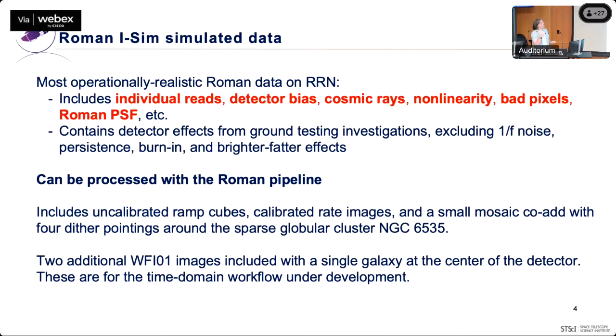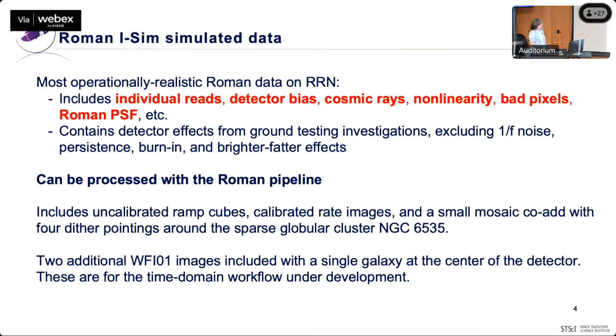What we don't include, though, for example, is 1/f noise, persistence, burn-in, or brighter-fatter effects. So there are some things missing from this, but Roman ISIM gives you a pretty good sense of what real WFI data would look like on orbit with a lot of the detector effects included. These can be processed with the Roman Science Data Pipeline, Roman Cal. And as I've said numerous times, this includes level 1, level 2, level 3 images around this globular cluster NGC 6535. So if you're a fan of NGC 6535, there you go.